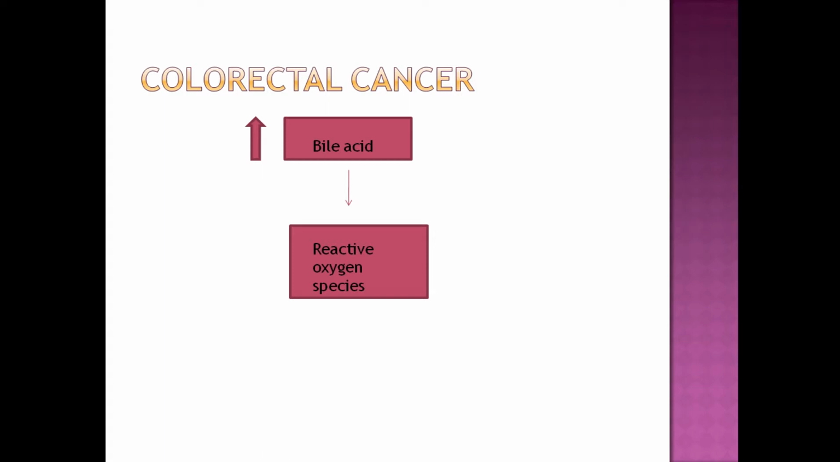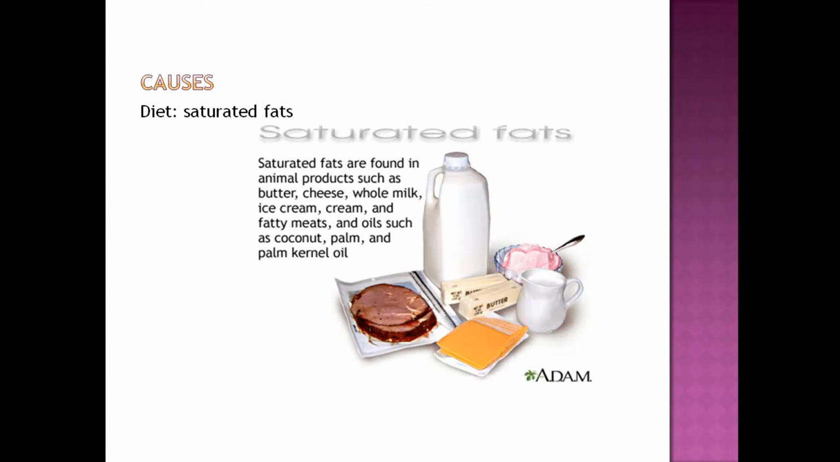But now, what happens when bile juice increases in concentration? It produces reactive oxygen species, that is superoxide radicals, that can cause damage to the DNA. So what are the causes of colorectal cancer? The main cause is the diet. If he or she is not consuming a proper diet, then that can cause colorectal cancer. A diet which has a lot of saturated fatty acids can cause colorectal cancer.